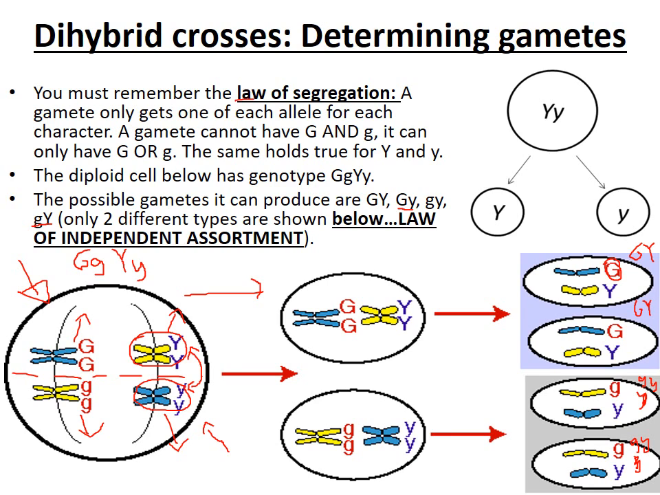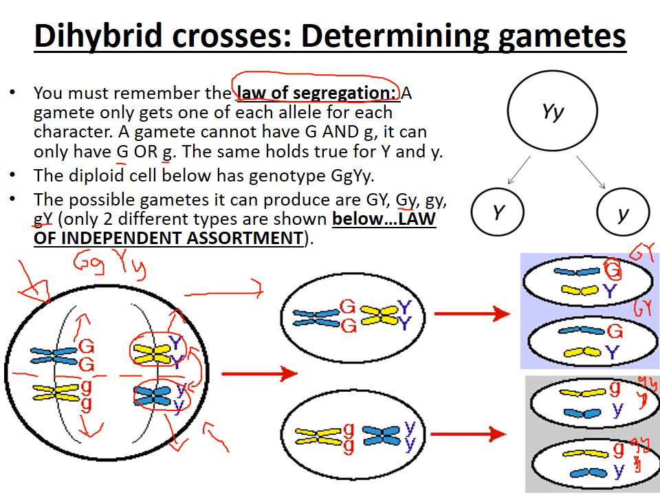We're seeing the law of segregation, which says that homologous chromosomes separate during gamete formation, during meiosis. So that's why you can't have two G's in one gamete, because the homologs separate, and the alleles for a given gene are found on homologous chromosomes, which are no longer in the same cell by the end of meiosis.